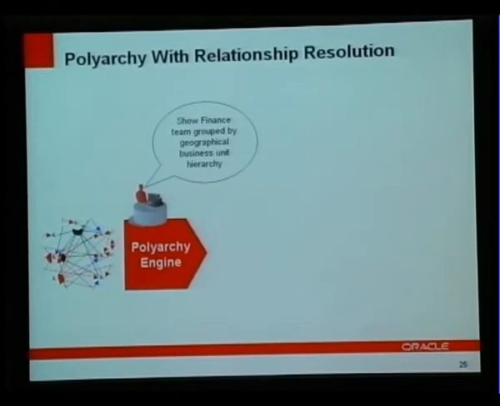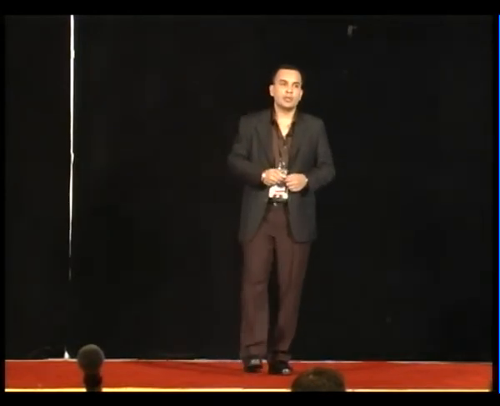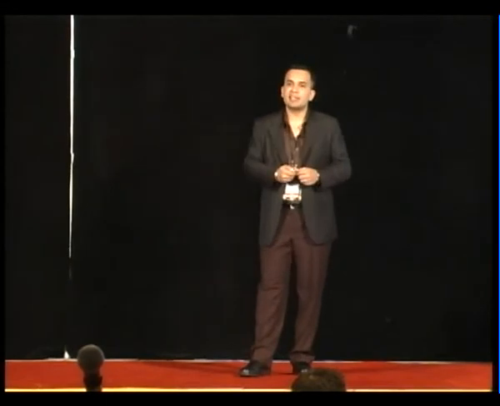In a polyarchy engine, you might want to have, for example, a particular finance team grouped by a geographical business unit. And how would you achieve that if you had siloed representation of roles throughout your landscape or your organization? So a particular person like John might be heading a lot of different departments as well. And this might quickly change. So there is definitely a need to be able to manage these intersecting relationships.